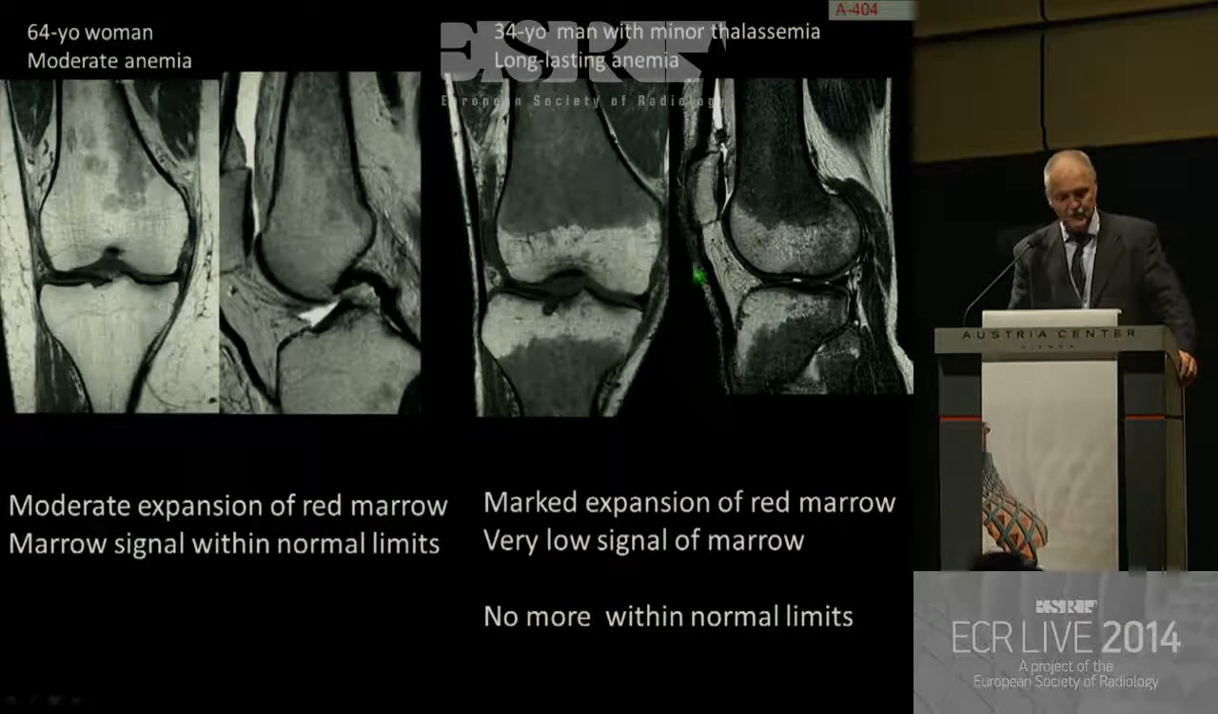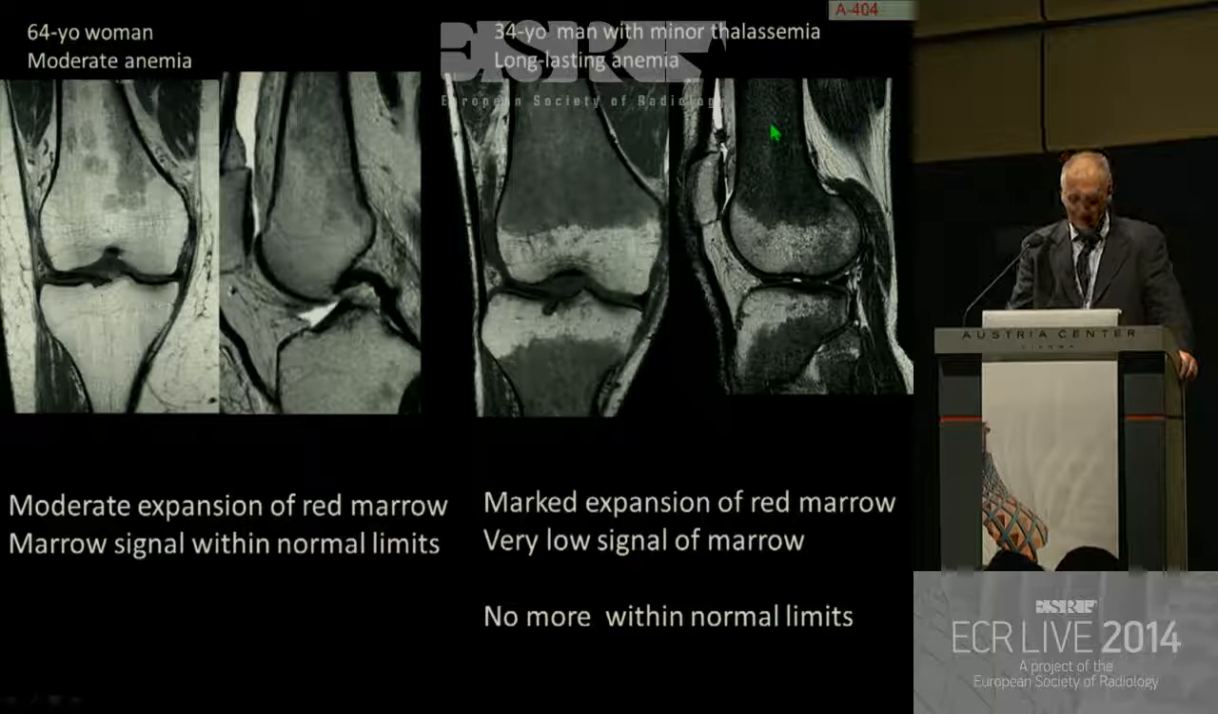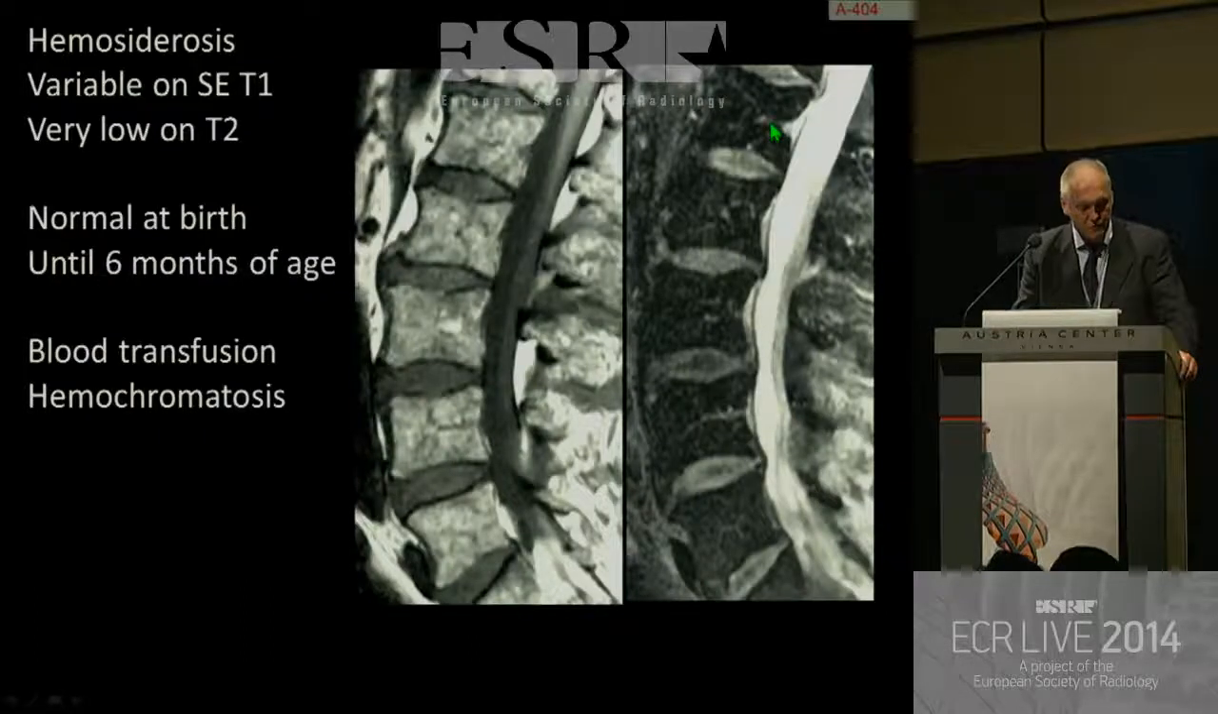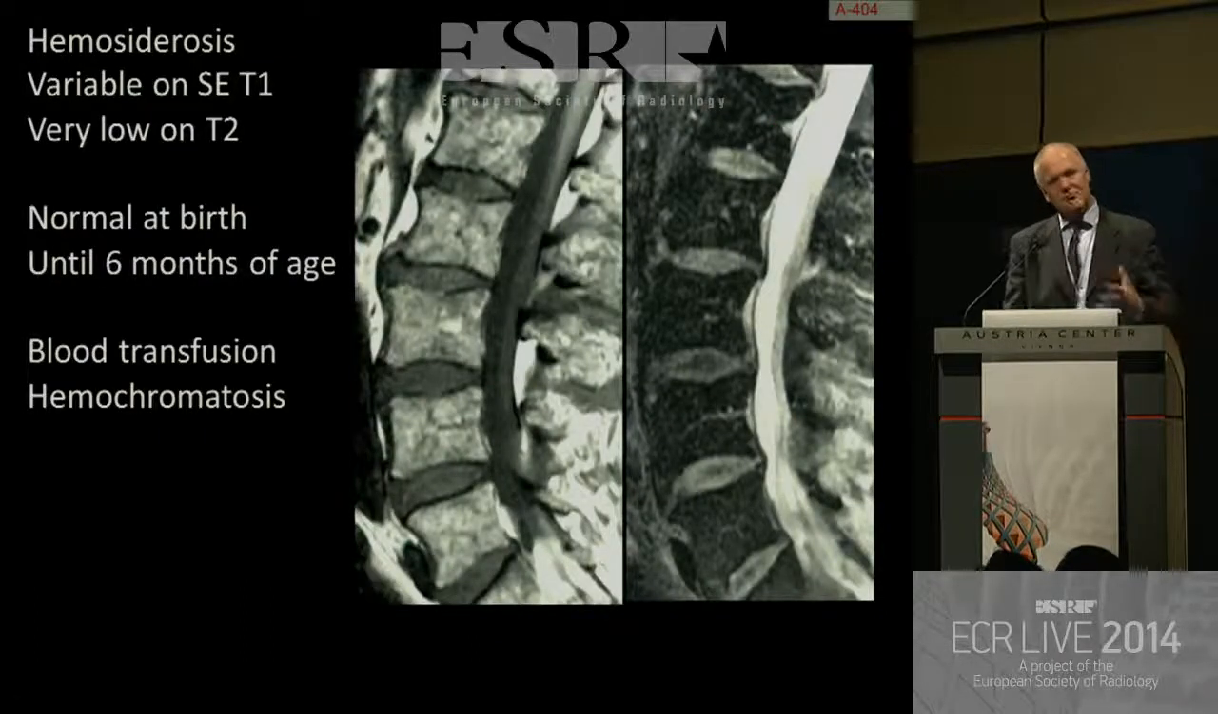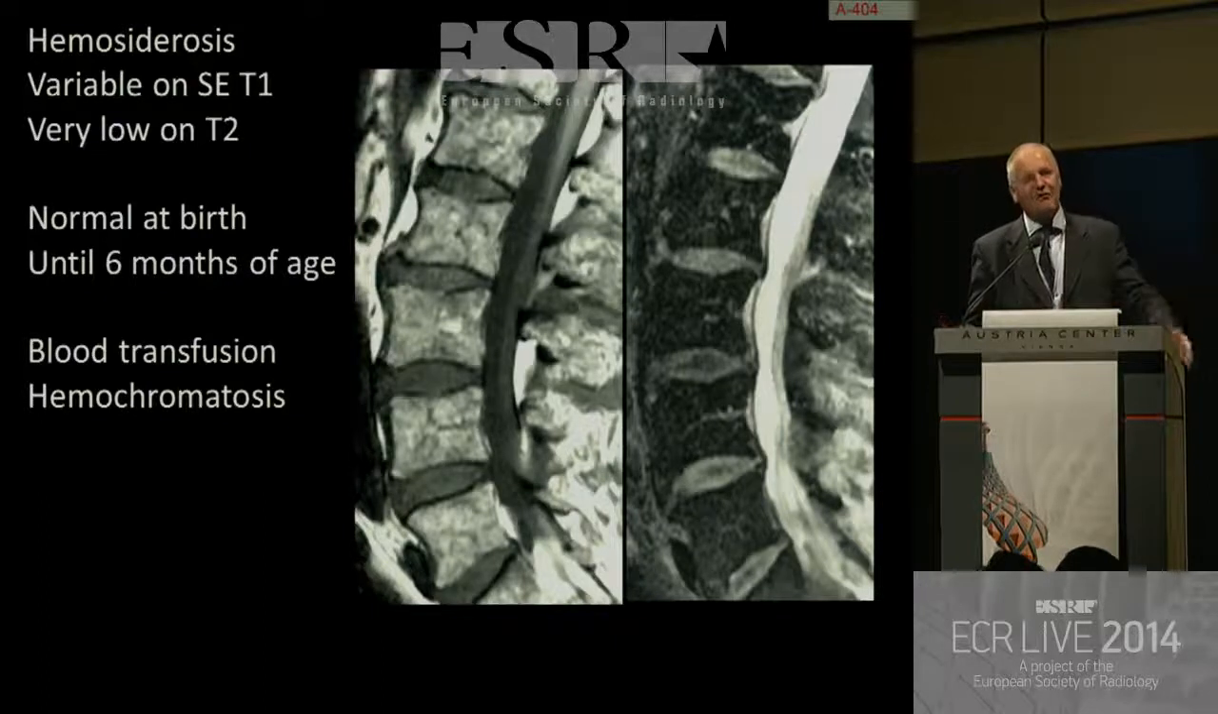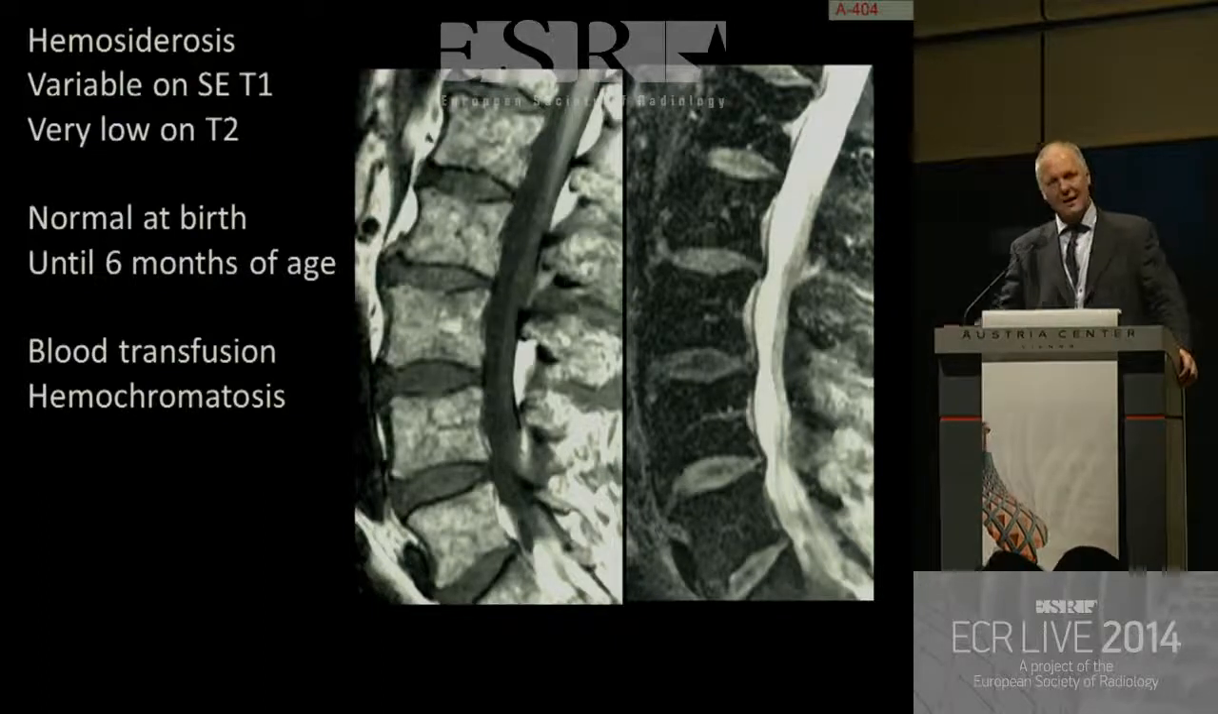In addition to the abnormal extension within the epiphysis, there is marked decrease in signal intensity on T2 that becomes equivalent to that of the muscles, and this is called hemosiderosis. It's related to the accumulation of iron within the bone marrow, mainly in the macrophage. It's physiological at birth. I showed you the very low signal intensity. All the babies have a lot of iron within the red marrow.